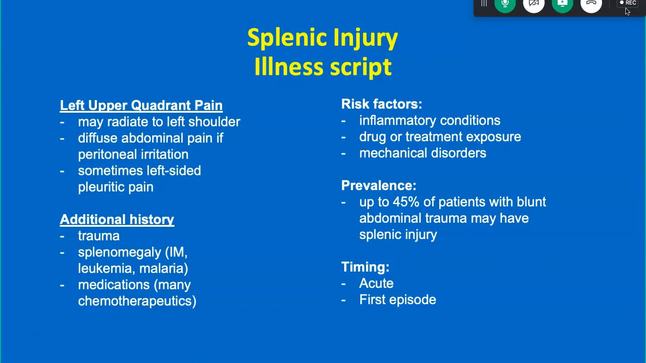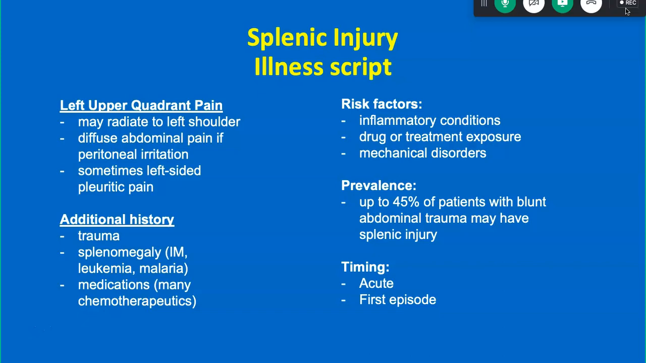Very common in trauma. So a patient who is in a car accident or something, and they have a large spleen, it's going to increase their risk of splenic injury. There are different diseases that cause splenomegaly, such as infectious mononucleosis, leukemia, and malaria. And there's a number of medications that cause it as well, such as many chemotherapeutics. Some of the risk factors include really anything that increases your risk of having splenomegaly. Also can include some inflammatory conditions.